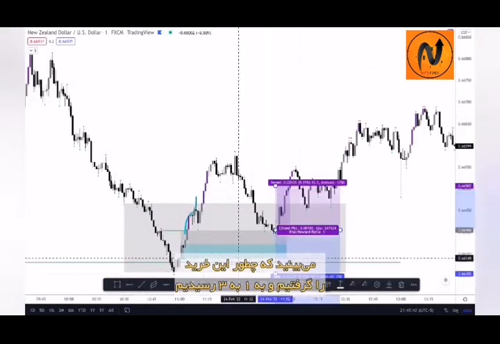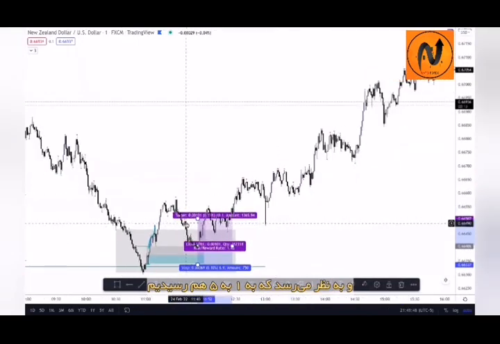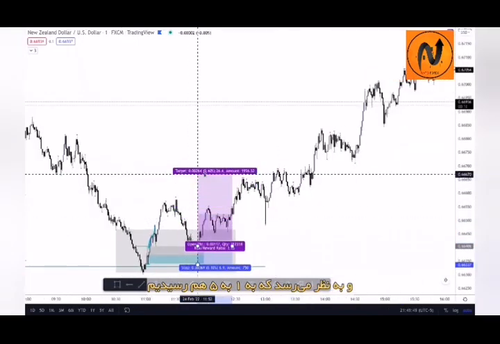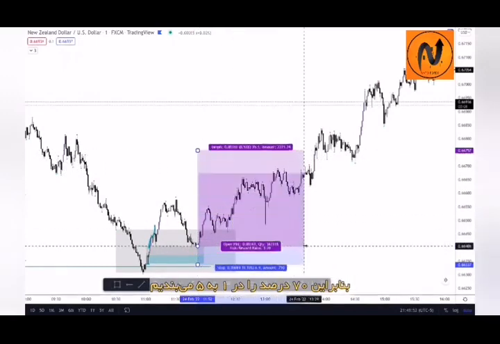We would have achieved that 1 to 3. And it looks as if we would have achieved that 1 to 5 as well. So 70% closed at 1 to 5.